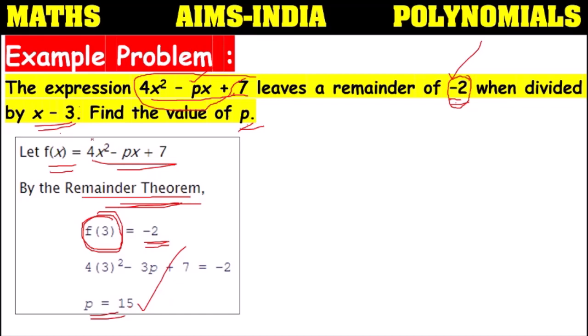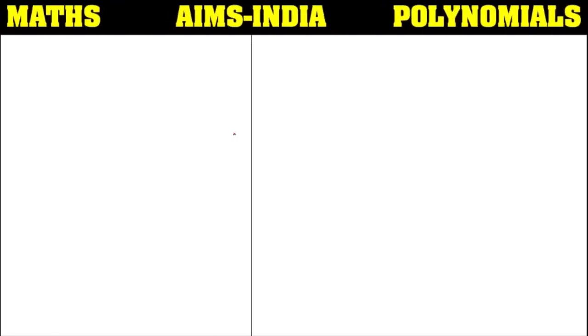So we will come across problems where they will give the remainder value, they will give the divisor, and in the polynomial they will keep an unknown value. That unknown value we have to find. So these kinds of problems also we have to solve. Next, let's see one more problem.